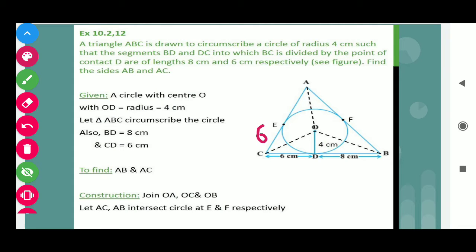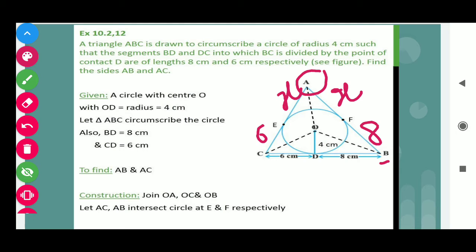Similarly, B is the external point and from this external point we are making two tangents BD and BF. So students, these must be equal in length. So students, we need to calculate only AE. Suppose students AE is x centimeter, then AF must be x centimeter because A is the external point and AE and AF are both tangents of equal length.